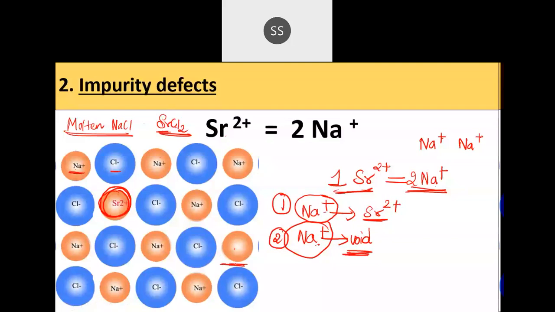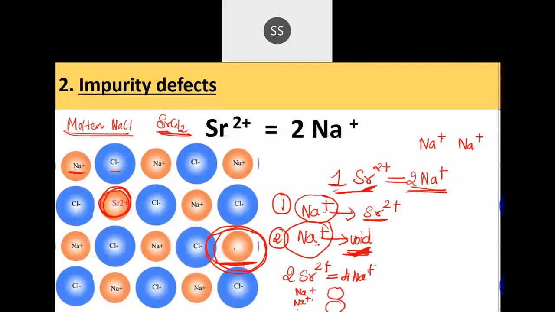Here a cationic vacancy can be created. I'll circle it here. The number of cationic vacancies produced will be equal to how many strontium ions you have added. Now we added one strontium ion, and we got one void. If you add 2 Sr2+ ions, how many sodium ions will go out? 4 Na+ will go out. If 2 strontium come inside the crystal, 4 Na+ will go out. In that, 2 Na+ places will be occupied by strontium ions, correct? And 2 places will remain as voids.